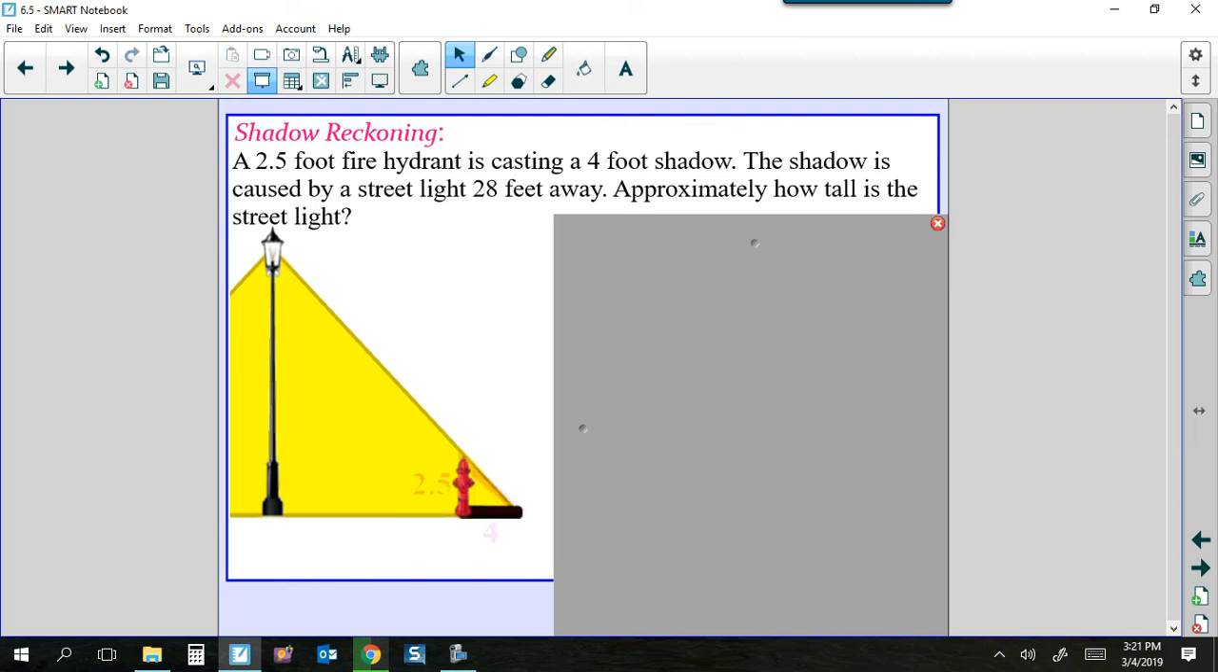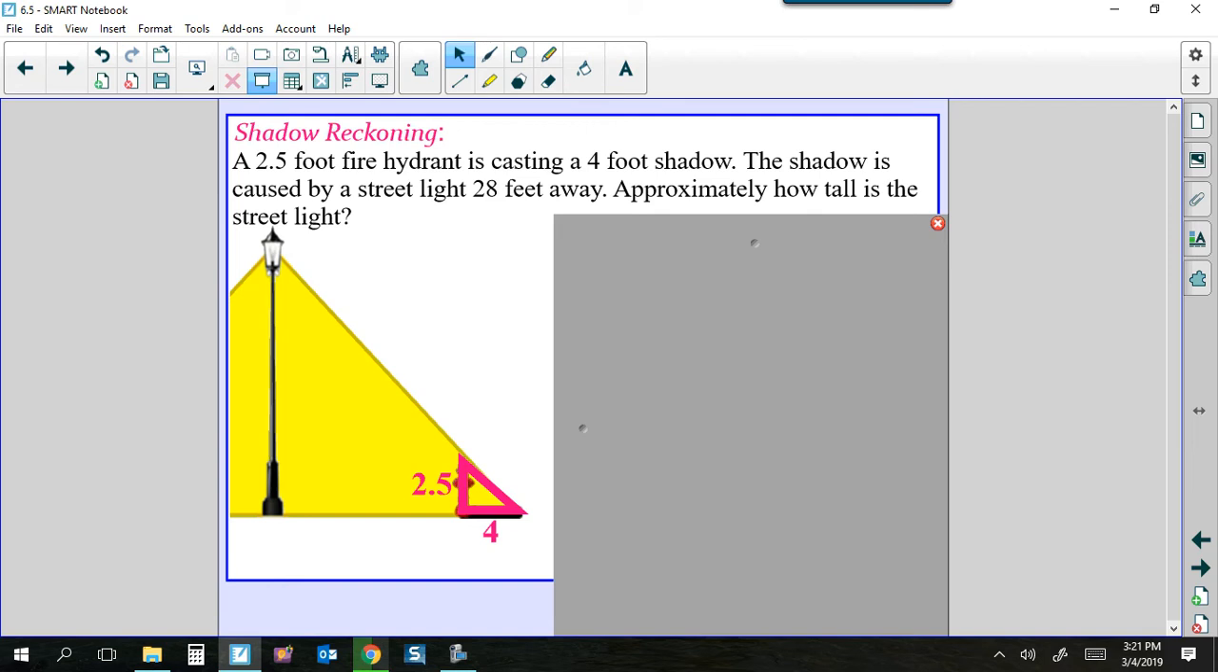We know that the fire hydrant is 2.5 feet tall. And we know that the shadow caused by the light is 4 feet in length. So you can see I don't have enough room on my screen to have everything there, but you guys have some room above your picture. You could draw this separately, but I'm doing this so you guys can see the two triangles. So that's one of them.